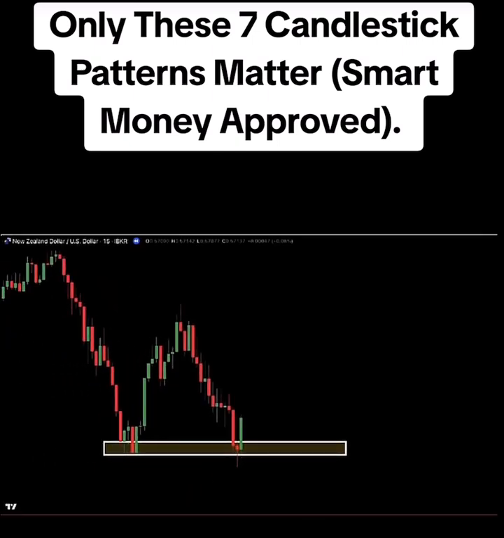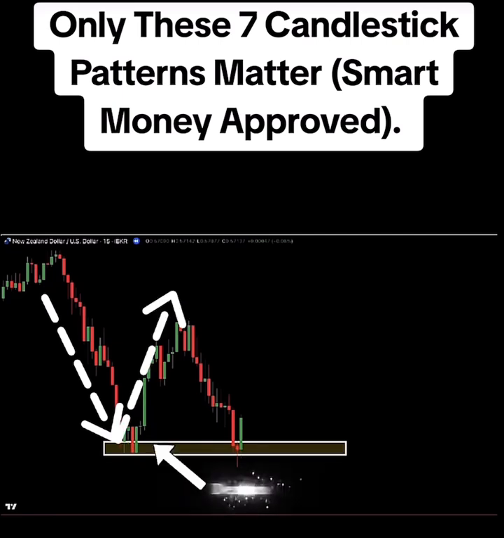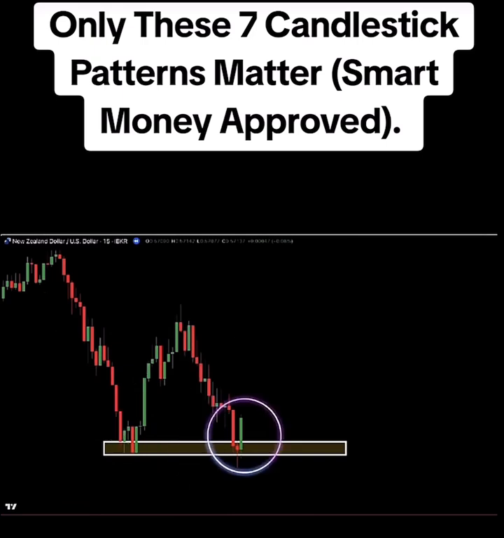This is the New Zealand dollar against the US dollar on the 15-minute time frame. The market was clearly moving down, until it hits this level aggressively and reverses, leaving behind a clean demand zone. Then price pulls back again and reaches the zone. And this is where the silent flip candlestick pattern appears. Let's break it down.